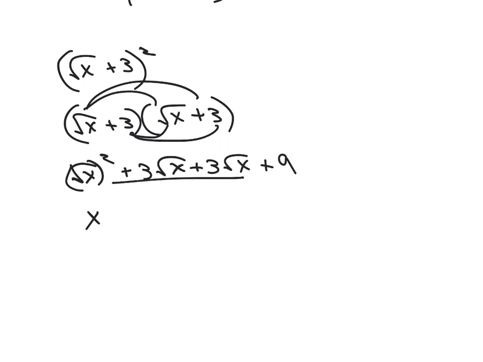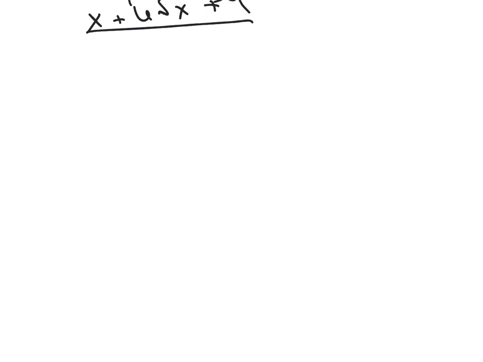I can add those. Remember, I'm adding them, so I'm just adding this and tagging on the square root of x, and then I'm going to have a 9 there. Okay, so at this point, we are done. I can't reduce this any more than what it is.